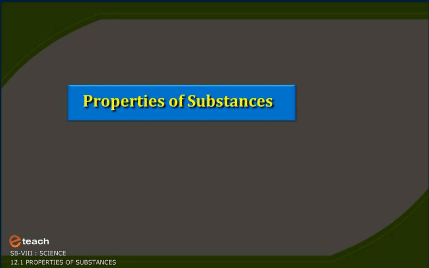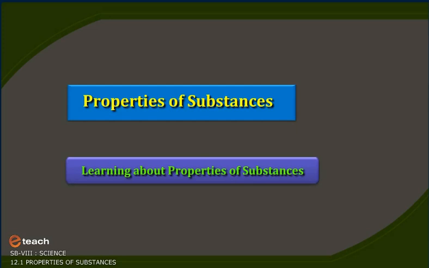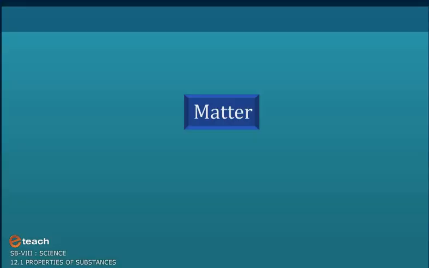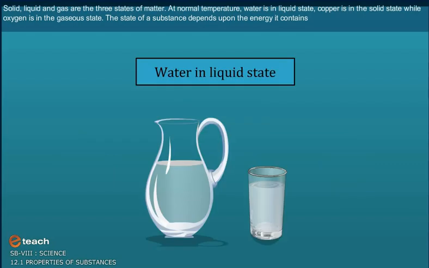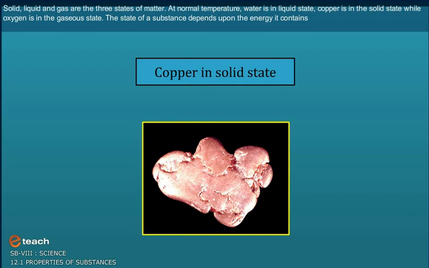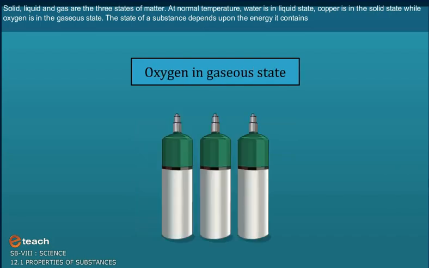Properties of substances. Learning about properties of substances. Solid, liquid, and gas are the three states of matter. At normal temperature, water is in liquid state. Copper is in the solid state, while oxygen is in the gaseous state. The state of a substance depends upon the energy it contains.